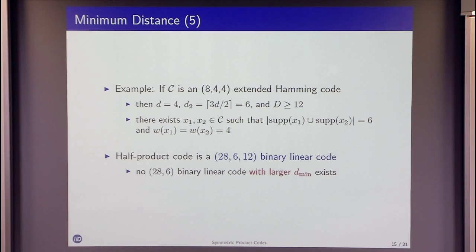So let's do an example. We say now if we have an [8,4,4] extended Hamming code, it turns out in this case my minimum distance is even and my bound is tight. And so what I see is that I get a half product code, which is a [28,6,12] binary linear code, because I'm going to have 3 times 4 squared over 4, which is 12. And if you look in the table that's now compiled by Markus Grassl, I can't remember who, maybe it's originally Brouwer's code table, no binary linear code exists with larger minimum distance and these parameters. It's a fairly weak statement when you look at these tables, but it's a true statement.